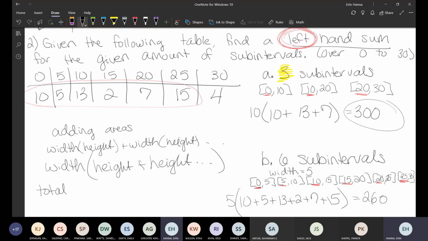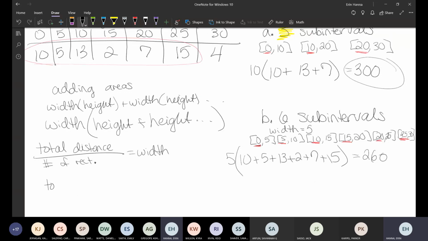So total distance divided by the number of rectangles gives you the width. Works the other way as well. So say instead I actually gave you the width that I wanted you to use here. If you still divide those two things, you'll get the number of rectangles. Also remember for your homework, the number of rectangles is named n and the width is named delta, whatever variable you're working with.